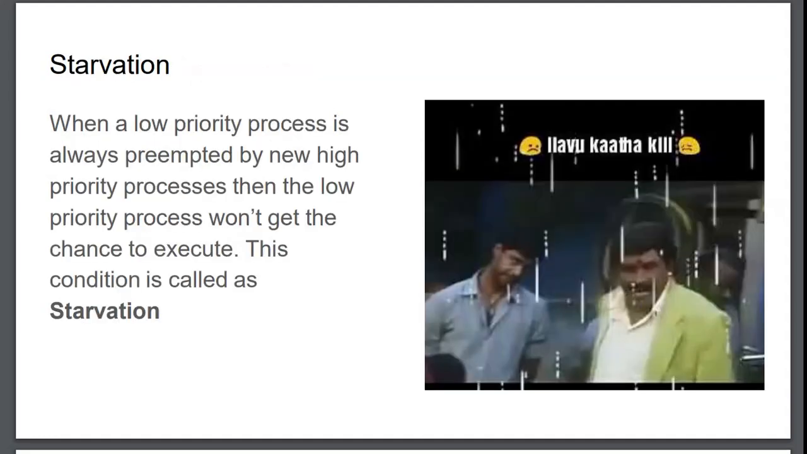Next, the starvation, right? Whenever the low priority process is always getting preempted because of the arrival of a new high priority process, then automatically what will happen? The low priority process has to wait indefinitely. That stage is what we call starvation, right? So that is illustrated here with a good dialogue, right? I don't know the film name, I don't remember, but the dialogue is Yelavu Kathakili. It won't get a chance.